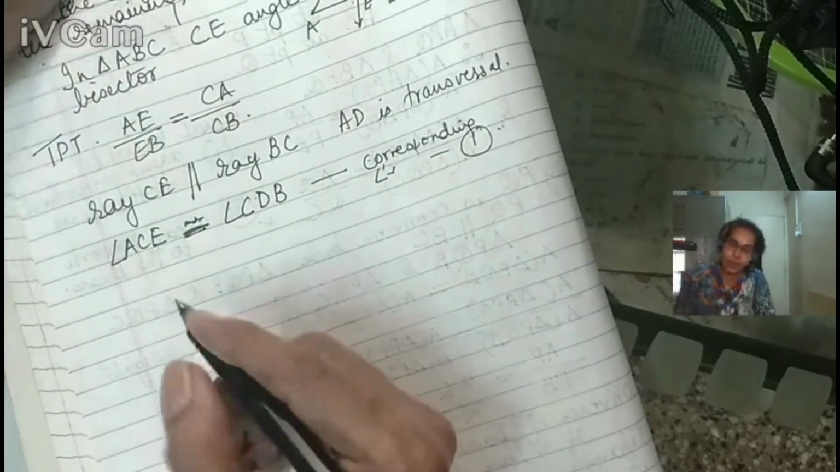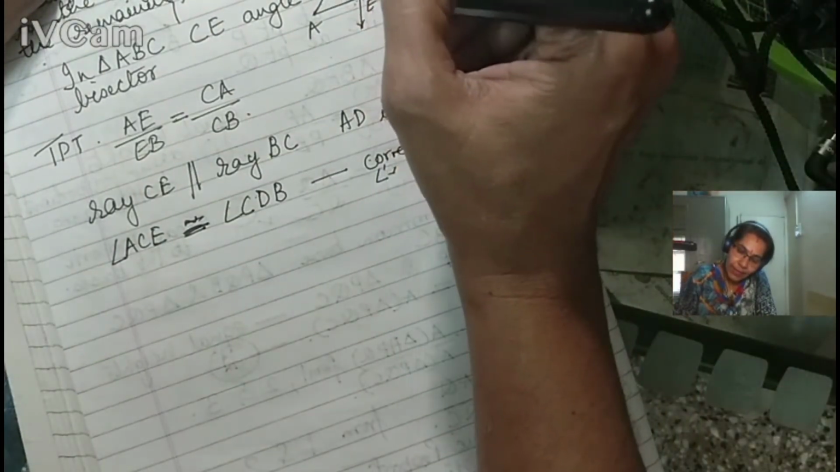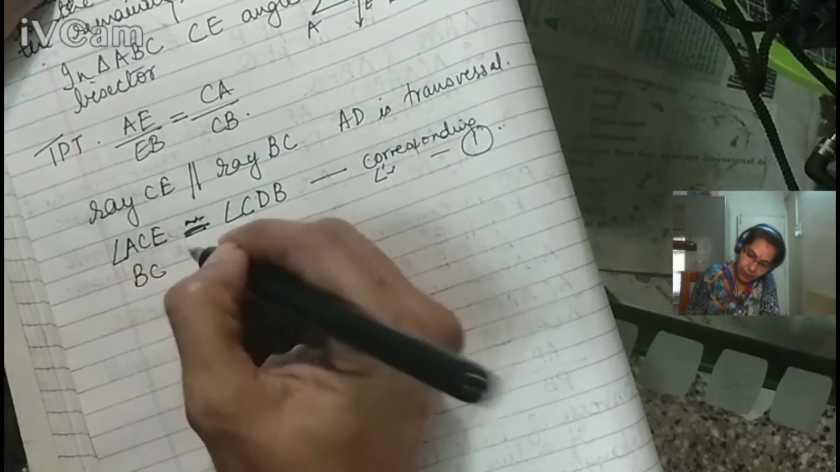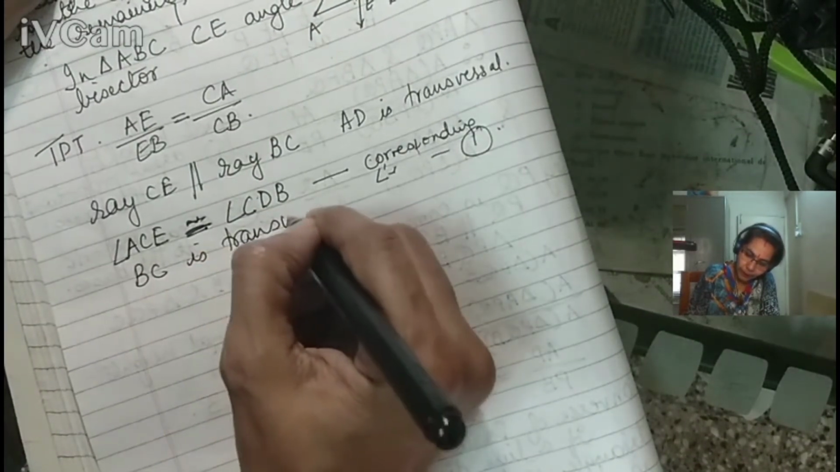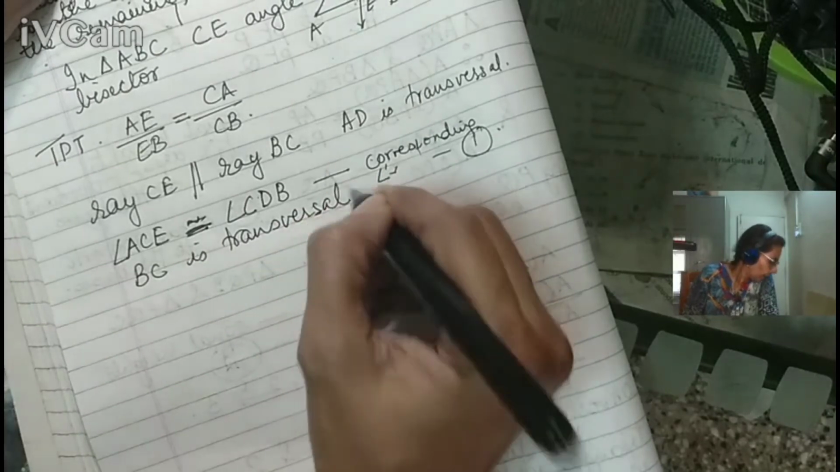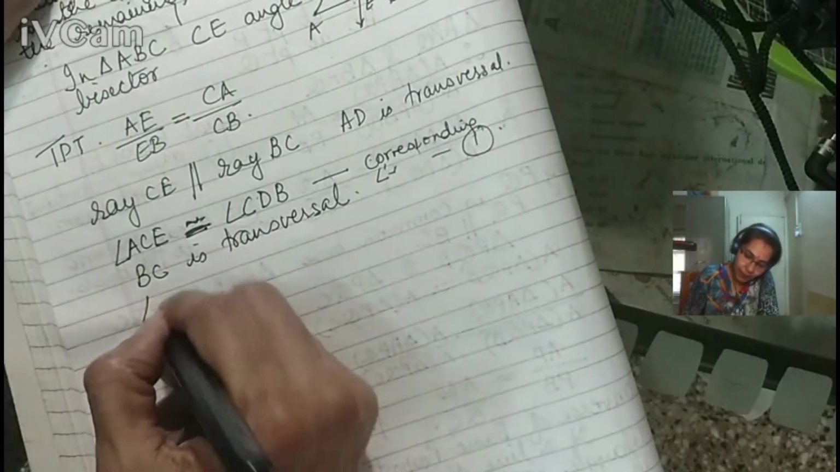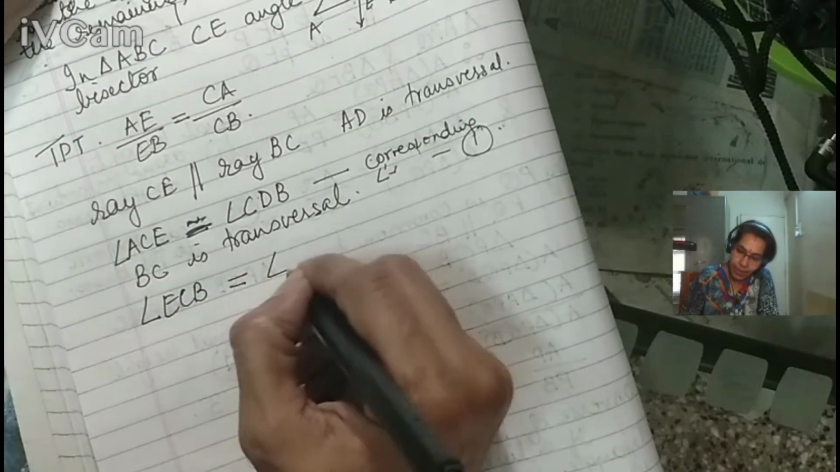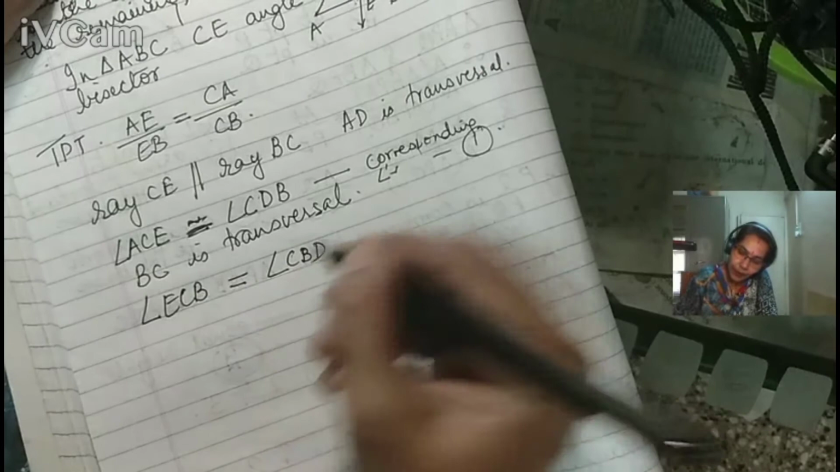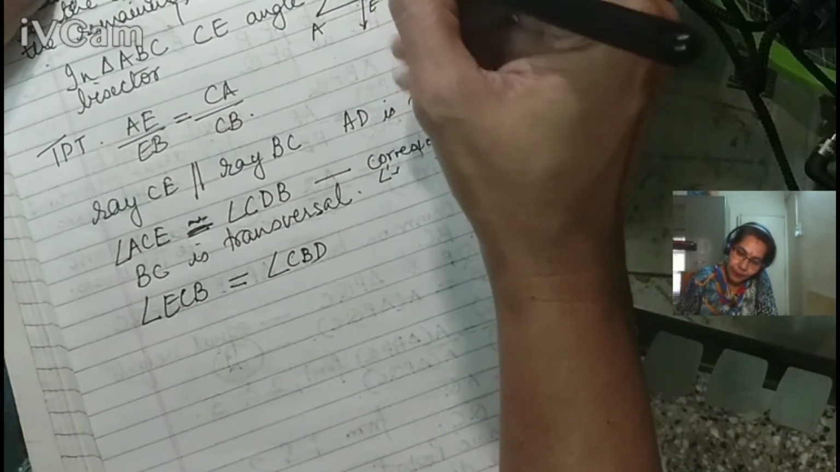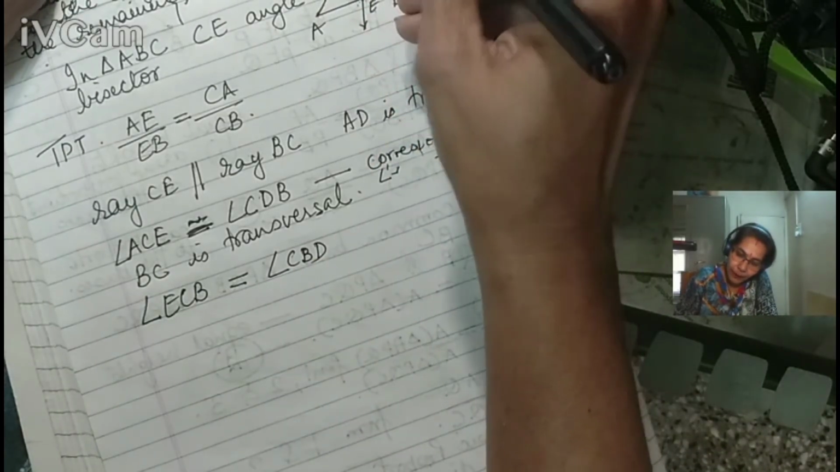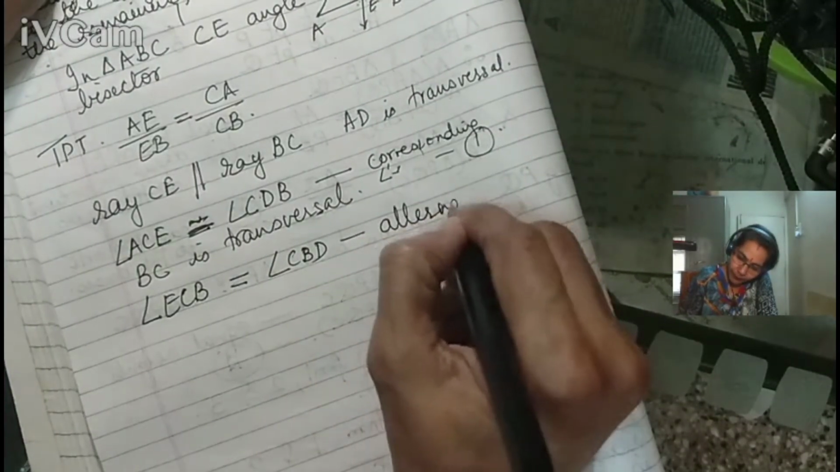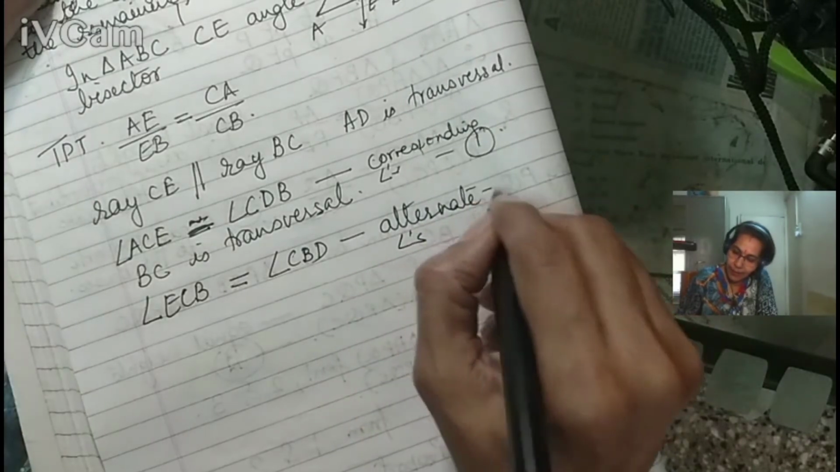Now if I take BC as a transversal, angle ECB is equal to angle CBD. ECB, CBD, they are forming alternate angles. This is my statement number 2.